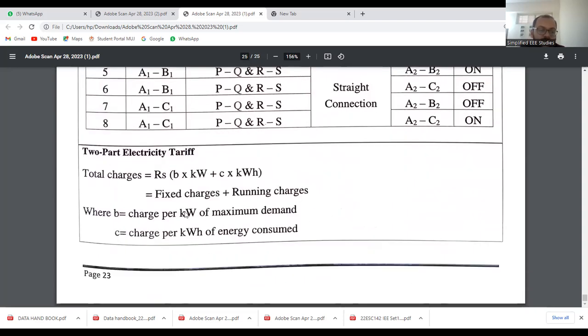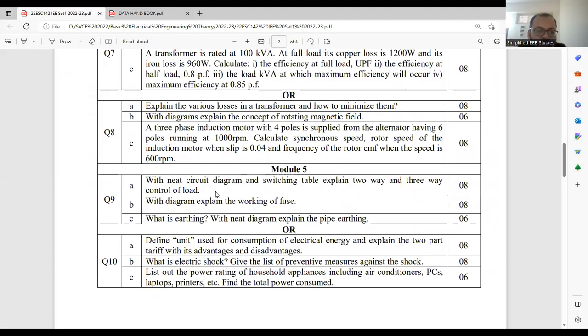Then regarding the tariff, the calculation of tariff, two-part tariff is available, so you can go ahead with direct calculation. Now let me show you the question. With a neat circuit diagram, two-way control and three-way control of lamp. Directly you can take that particular table and elaborate it. That is the only job.